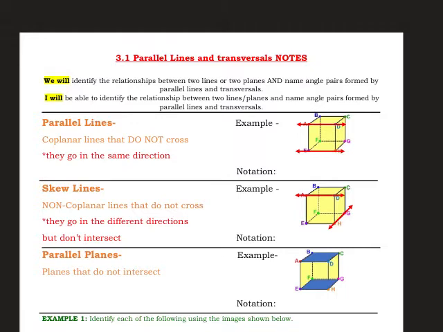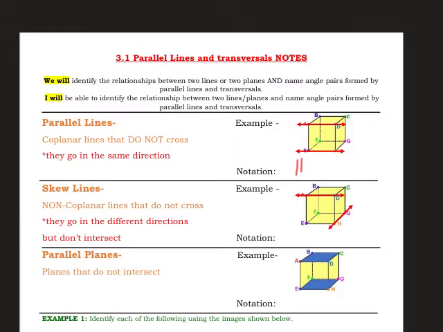So first off, parallel. Remember that parallel lines, they do not cross, okay? They do not cross. They go in the same direction. So for example here, A to D and E to H are parallel, okay? Now the parallel symbol are these two little lines. Anytime you see those two little lines, it means they are parallel, okay?